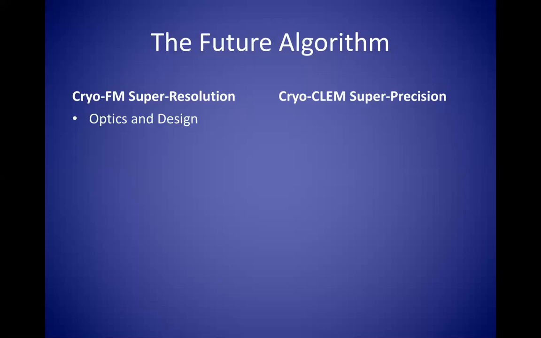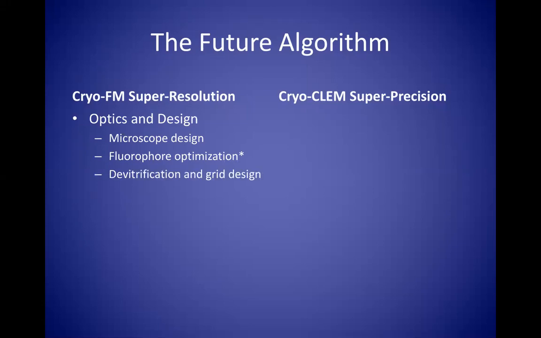So if we look at the super resolution side of things, there's obviously going to be a lot in the optics and experiment design. We have to take a look at our microscopes. There are a number of optical constraints that we're still battling. Fluorophore optimization, this is something I'm going to return to, but basically a lot of fluorophores don't function quite the same way at 77 Kelvin. And finally, devitrification and grid design.